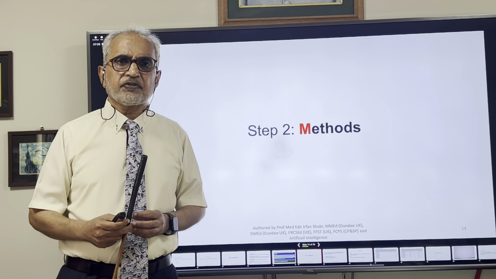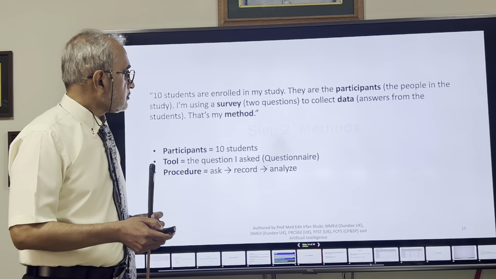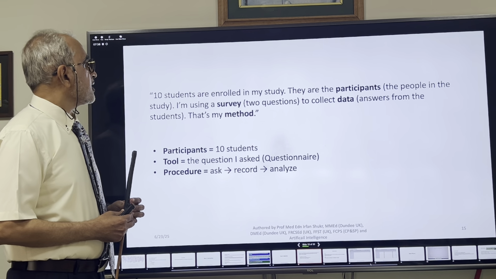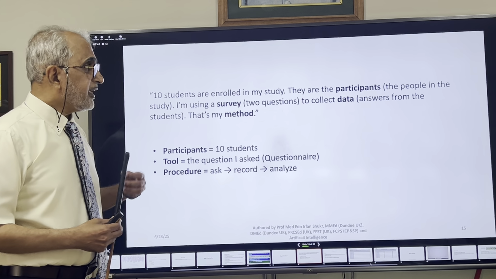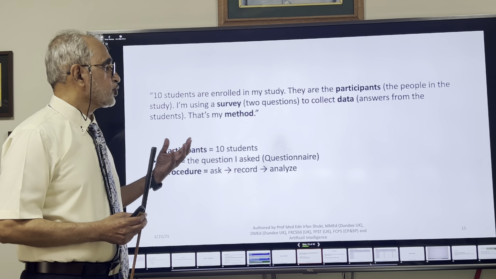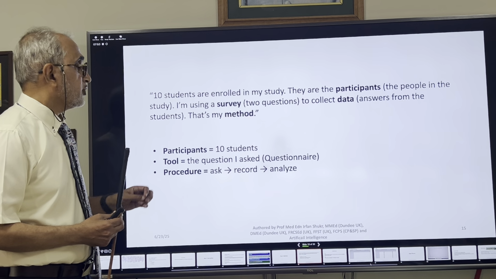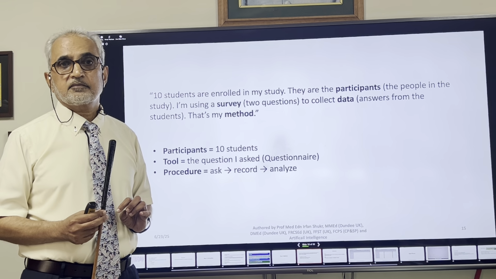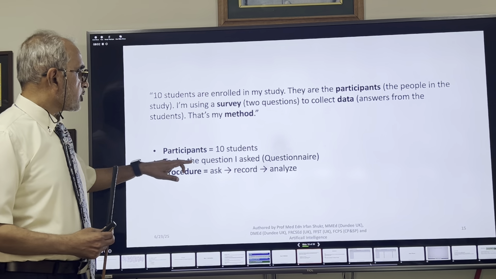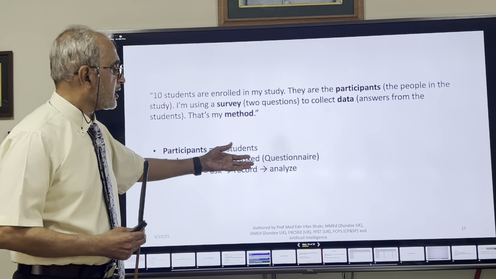Now, having this background of the introduction, the second thing in IMRaD is methods. So, what I thought of was to enroll 10 students in my study. They are my participants, the people in the study, and I am using a survey of 2 questions, which is a questionnaire, to collect data, which is the answers from the students. That is the method I am using. So the participants are 10 students, the tool is the questionnaire, and the procedure would be: I will ask the questions, record the data, and then analyze it.